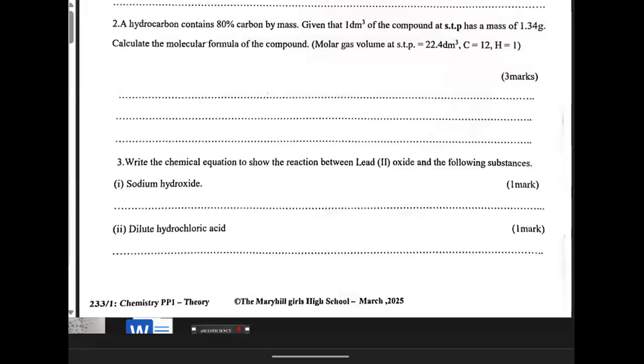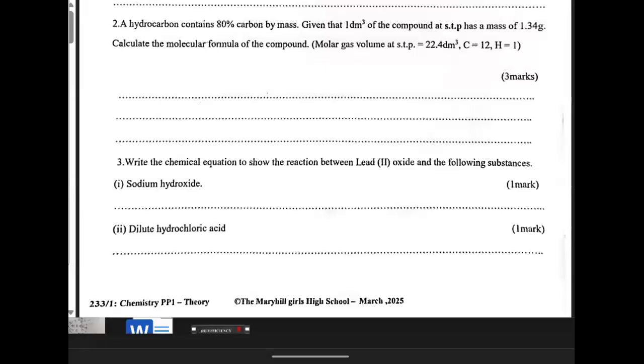Writing chemical equations for the lead oxide and sodium hydroxide. The property that is being tested in that question is the amphoterism of lead 2 oxide. It's amphoteric nature. It can react with a base and it can also react with an acid.